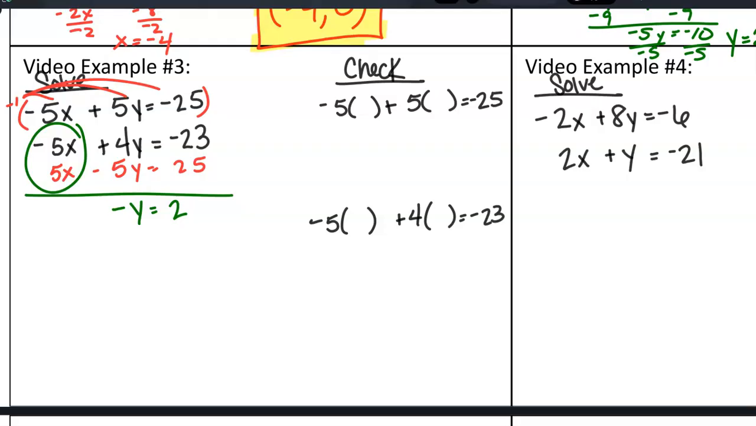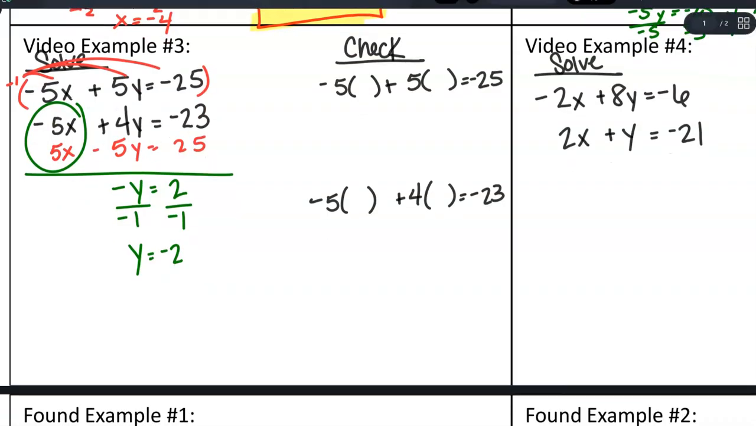I'm not fully done yet because I never want my variable to have a negative coefficient or a numerical coefficient. So I always want it to be a positive 1. So I'm going to divide by -1 on both sides. So that cancels the negative out. And that leaves me with a positive y equals -2. So that's half of my answer. I have to go find the other half.